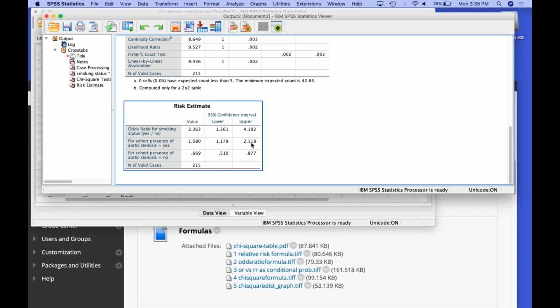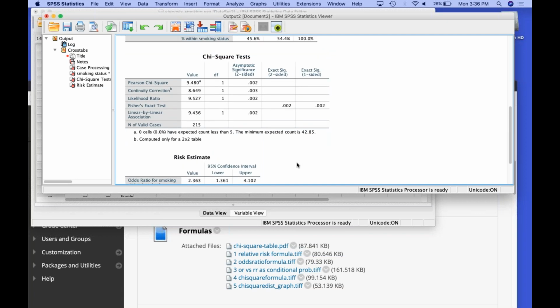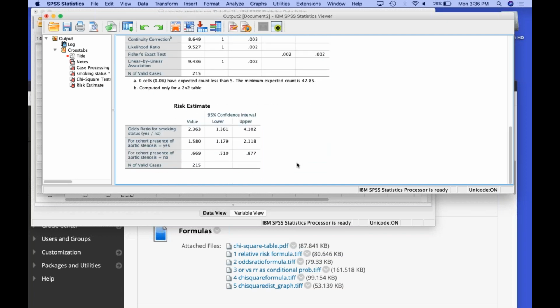1.18 to 2.12. Right? Well, what does that tell us? It tells us that it's different than 1. We're 95% sure the population value is between these two numbers, which means we're 95% sure it's different than 1. So we can reject the null hypothesis there. That's four ways that we rejected the null hypothesis. Okay, so that's what we did.